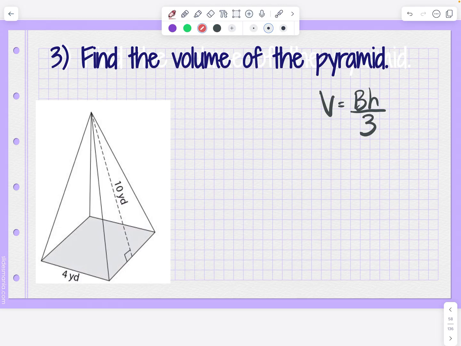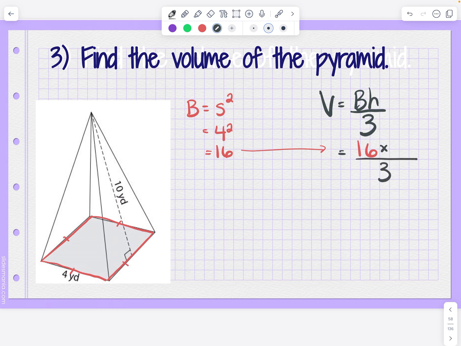Okay, so first, let me find the area of the base. Here's the base. It's not marked very well. It should have these ticks to tell you the base is a square. So you could do length times width and 4 times 4, or you could say, oh, it's a square, so I can do a side squared, say 4 squared, and get 16. I can now sub that in over here. The area of the base is 16 times the height, and then divide by 3.